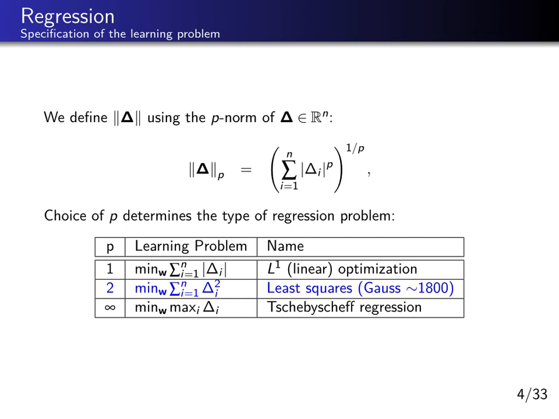Other common choices of the p-norm are p equals 1, where we simply sum up the absolute values of the differences, so we minimize the mean absolute error, or the limit of p against infinity, which means we only take the vector element of delta which is largest. So it's the maximum operation, and that is called Chebyshev regression.